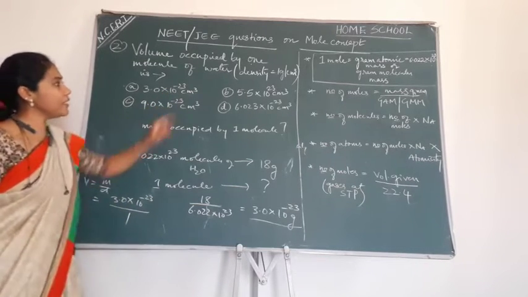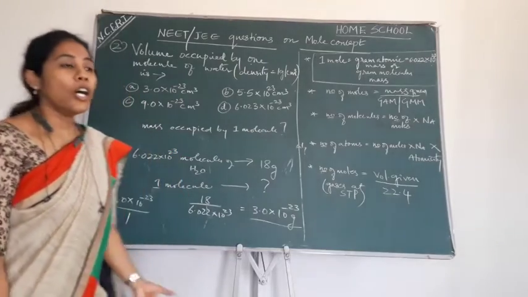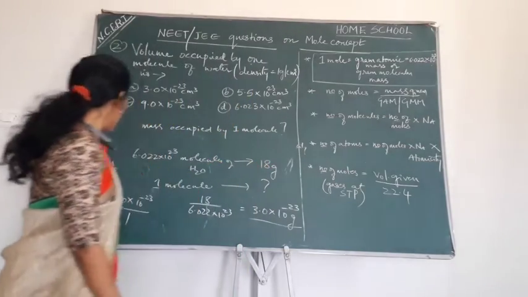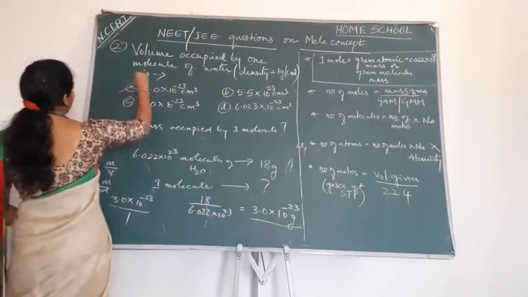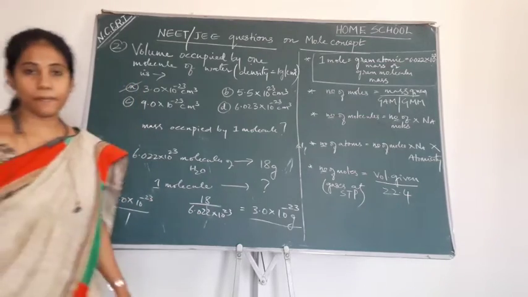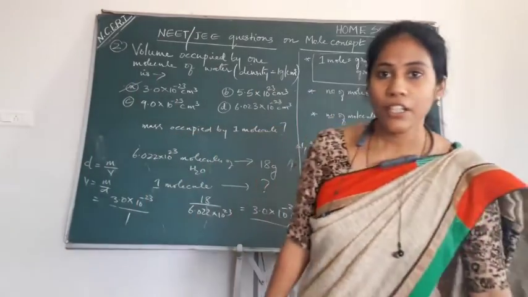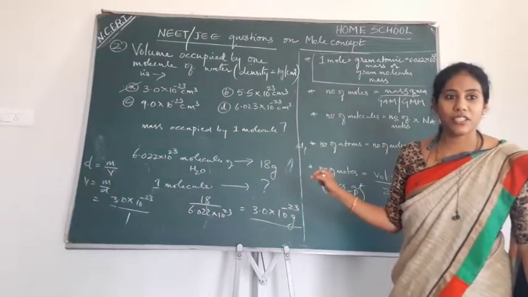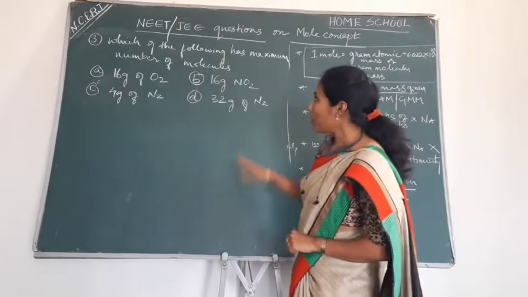How much did they give in the question? It's 1. Okay, always for water it is 1 gram per cm cube. So what is your answer? Option A is your answer. Clear, everyone? So this is about the second question. Now let us go for the third question. Okay, coming to the third problem.